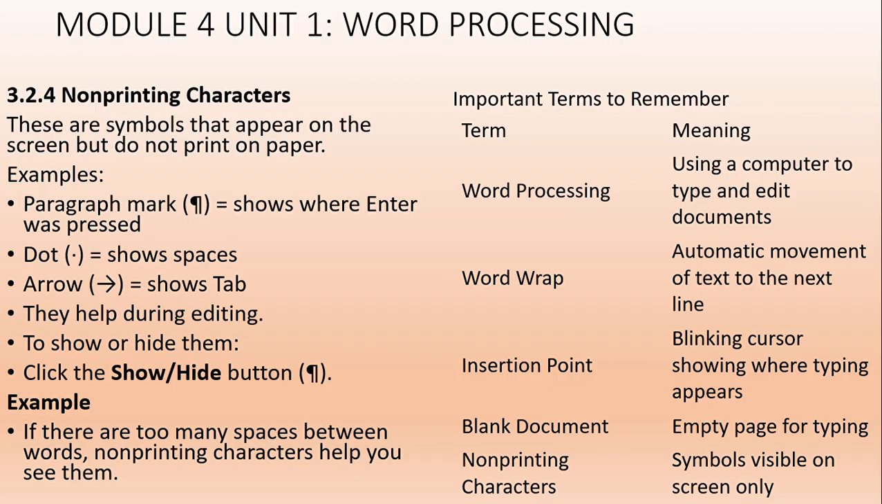So we have the paragraph mark, the dot, and the arrow, and you can show them and you can hide them. An example is, if there are too many spaces between words, non-printing characters help you to see them. So let me show us an example of this.